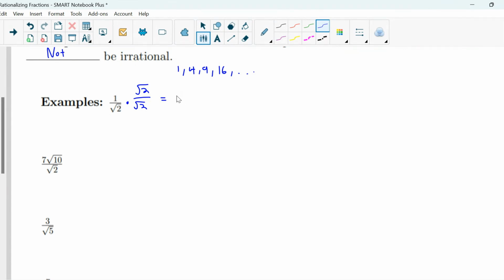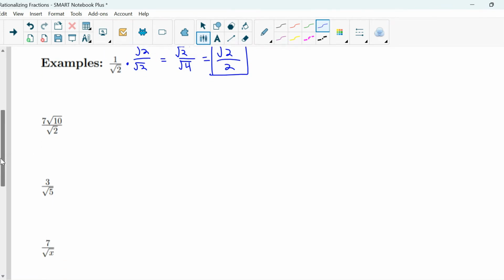So I've got 1 times the square root of 2, which is just the square root of 2, over the square root of 2 times the square root of 2, which gives me the square root of 4. Okay? I'm going to simplify my radicals. Obviously, I can't do anything to simplify the square root of 2, so we're going to just leave it. And the square root of 4 would just give me 2. So my simplest form for the fraction 1 over the square root of 2 is actually just the square root of 2 over 2. Okay?